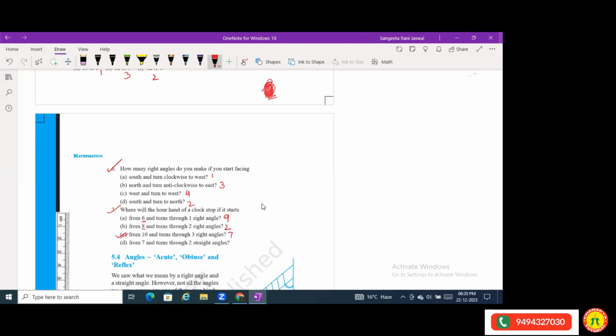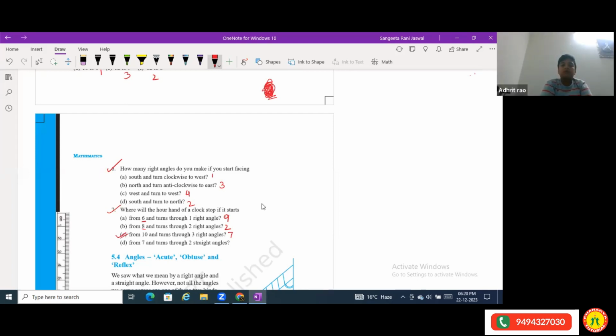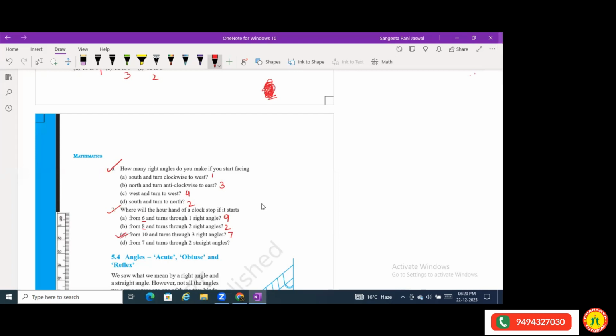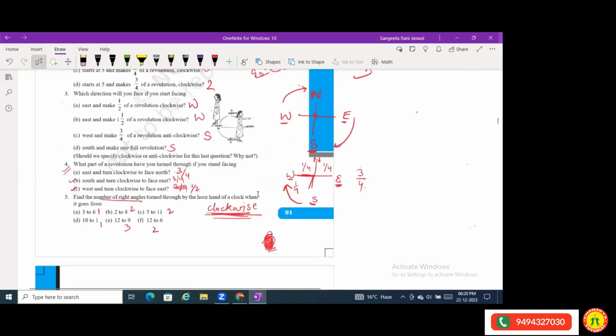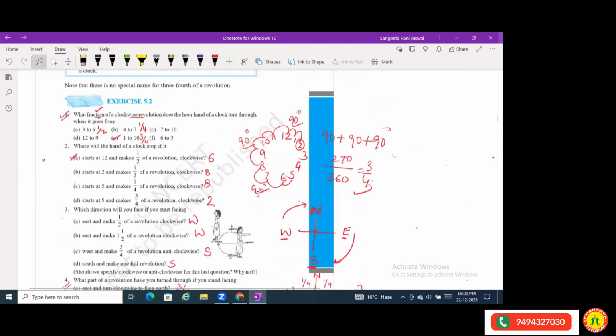Okay. Now, next, Adrit, you tell me this. You start from 7 and turn through 2 straight angles. 2 straight angles means 7. Okay, a complete revolution. Good. So you have done this much of the part. This was exercise 2.